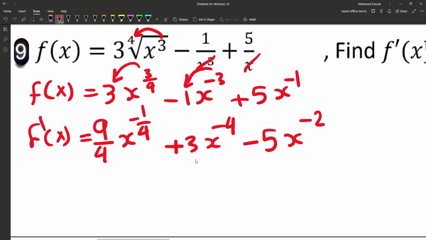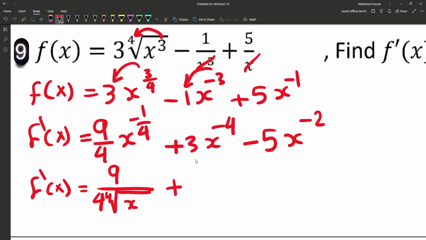The last step, you will simplify all of this. The first one has a negative power, so it will be in the denominator: 9 over 4, and x power 1 over 4 is down there in the denominator, but power 1 over 4 is the same as the 4th root, so we will write it as the 4th root of x. And about this one, we have a negative power, so move it to the denominator with the opposite sign, so it will be 9 over x power 4, and this one 5 over x power 2, and this is your final answer.